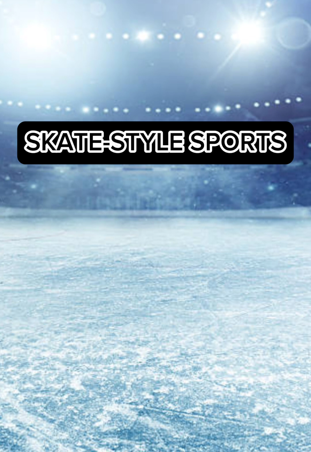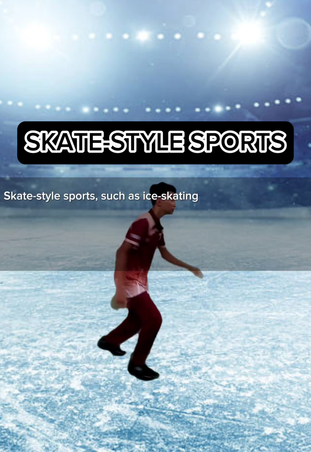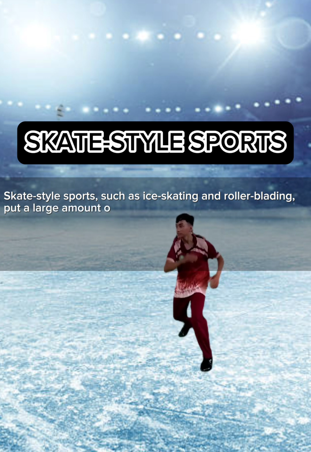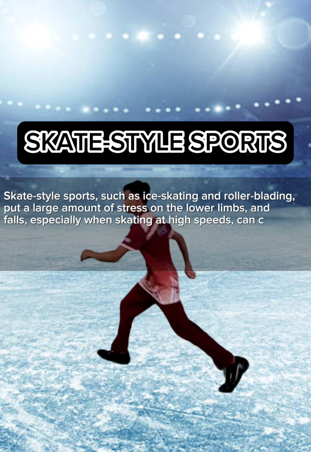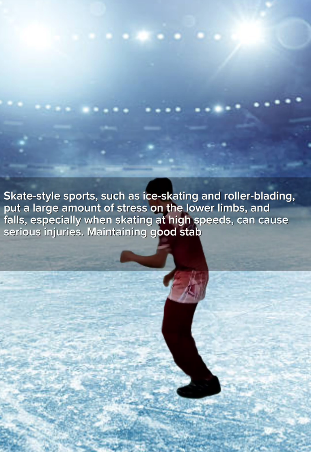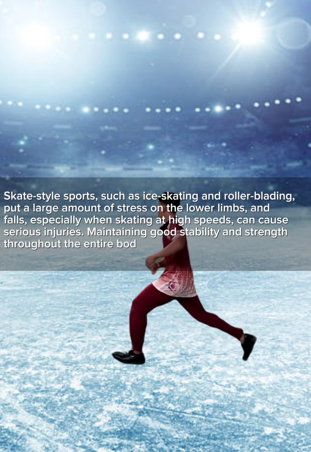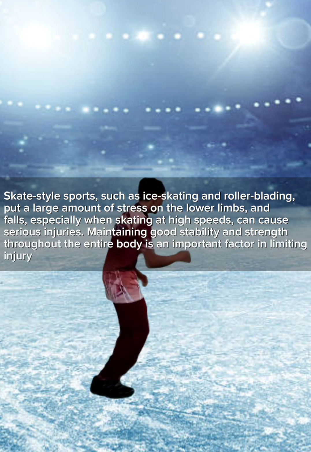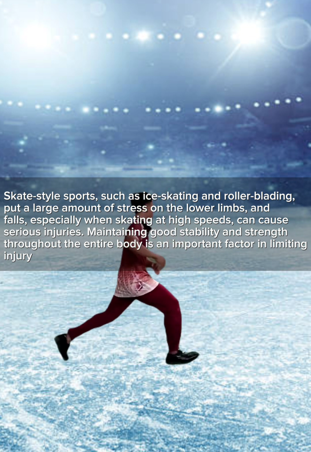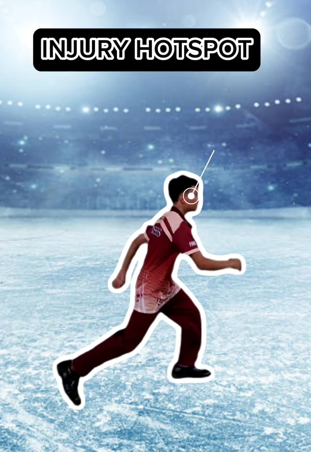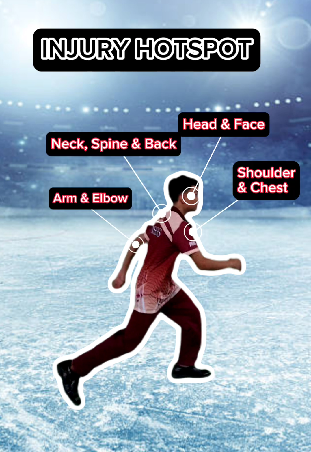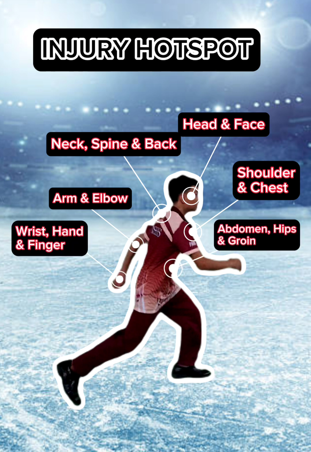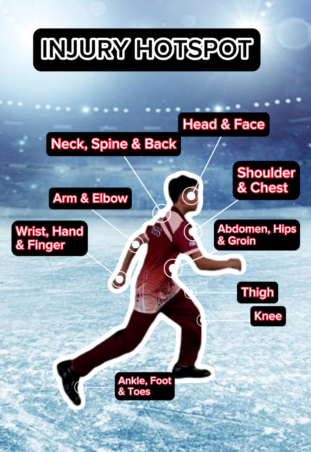11. Skate style sports. Skate style sports such as ice skating and rollerblading put a large amount of stress on the lower limbs, and falls, especially when skating at high speed, can cause serious injuries. Maintaining good stability and strength throughout the entire body is a good factor in limiting injury. Injury hotspots: head and face, neck, spine and back, shoulder and chest, elbow and arm, wrist, hand and finger, abdomen, hip and groin, thigh, knee, ankle, foot and toes.